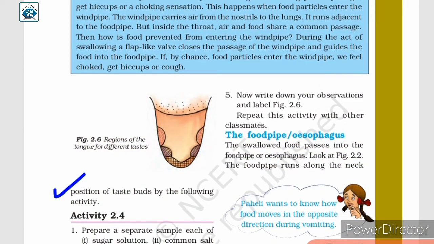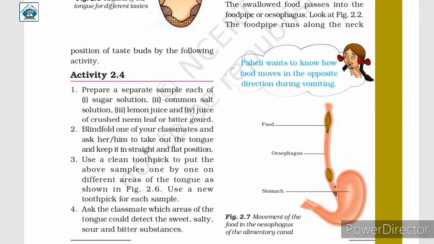We all know that our tongue is very flexible and it can move freely in all directions. Besides talking, the main function of the tongue is to mix saliva with the food that we are chewing. Also, our tongue helps in swallowing the food. Our tongue has taste buds and there are different regions of the tongue for different tastes, as you can see here in figure 2.6. So these taste buds can detect different tastes of the food, and by the following activity we can find out the position of taste buds on our tongue.